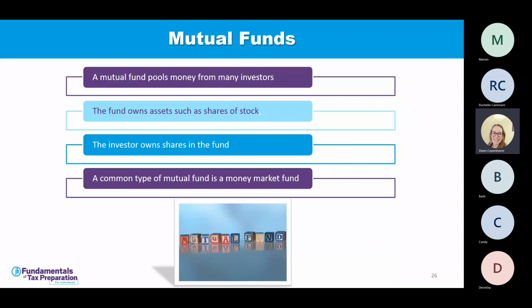So the fund owns assets, like I said, the shares of stock. The investor owns shares in the fund. So a common type of mutual fund is a money market fund, or like I said, what your 401ks are invested in are usually different types of mutual funds.